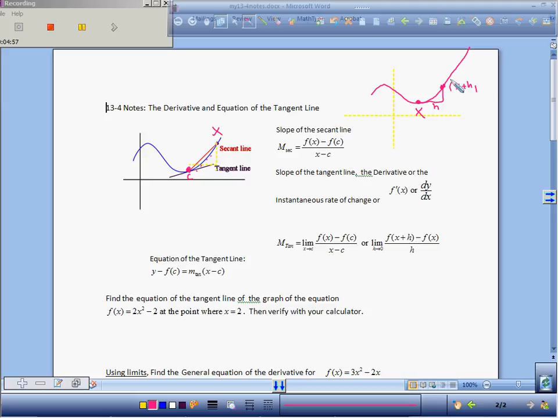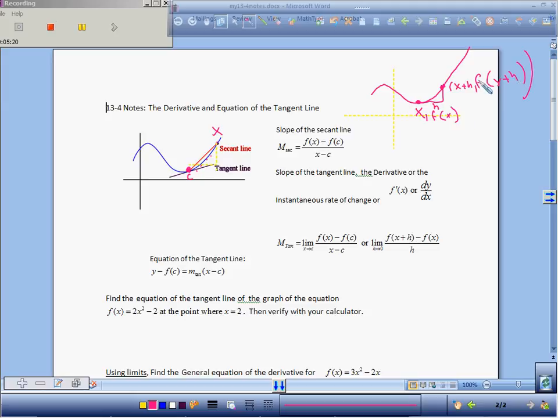So this is (x + h, f(x + h)), right? Do you understand that? That's the point, there should be another parenthesis there. Then this is just the point (x, f(x)), yes? And that's where this formula comes from.